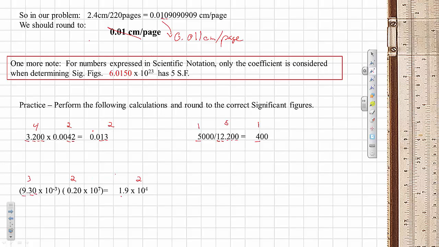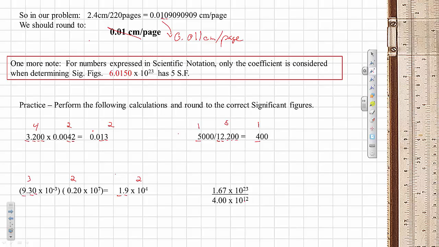Right, we round this off to 1.9. Again, don't worry about the times 10 part. Do notice, however, when we talked about scientific notation, -3 and -7, when you multiply, you add the exponents. So -3 plus the 7 is +4, and we end up with 2 sig figs. 1, 2.